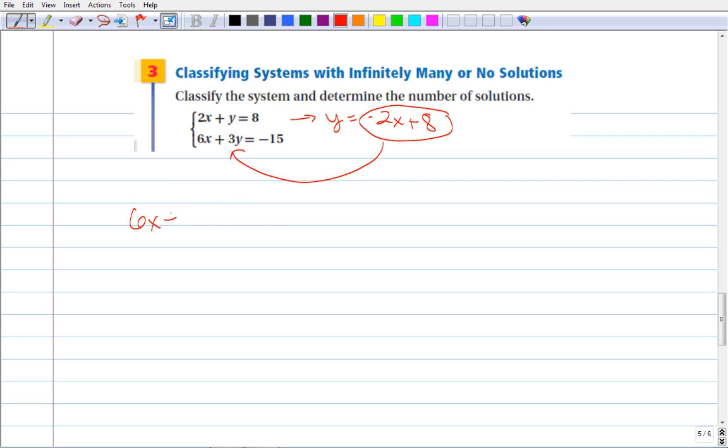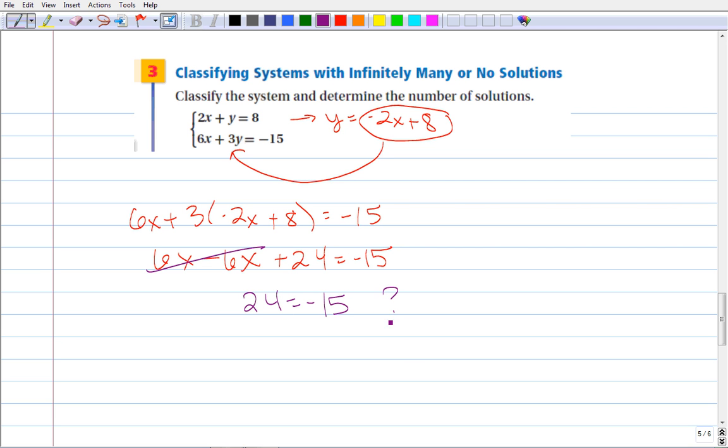So I'm going to have 6x plus 3 times (-2x plus 8), that's our y, equals -15. Then I just need to simplify and solve for x. So I'm going to have 6x and then minus, so we have 3 times a -2, that's a -6x. And then 3 times 8, 24 equals -15. Well, these cancel each other out, right? The 6x minus 6x, that's just 0. So then we end up with 24 equals -15. Does that even make sense? No, it does not. So it doesn't work because 24 is never equal to -15.